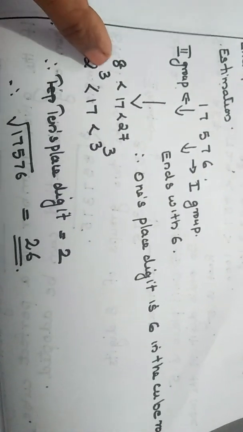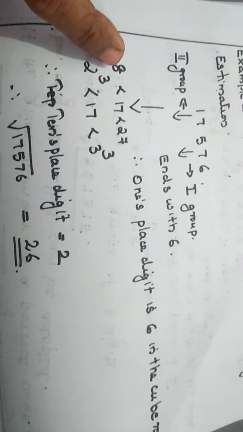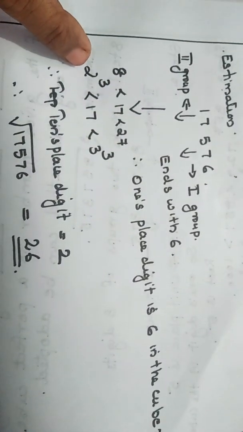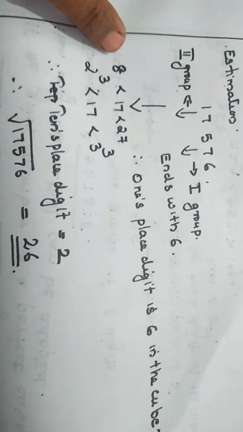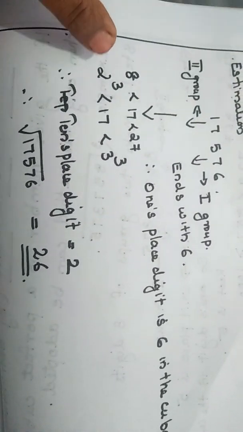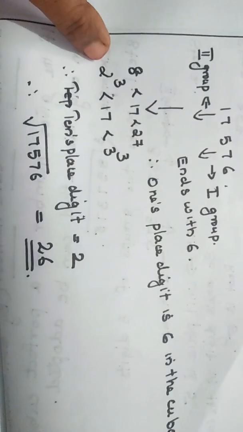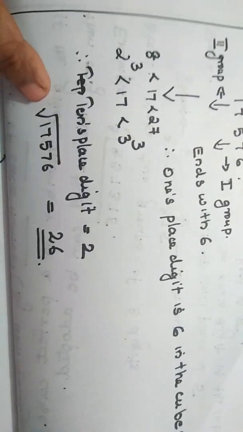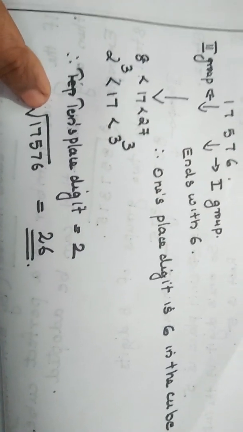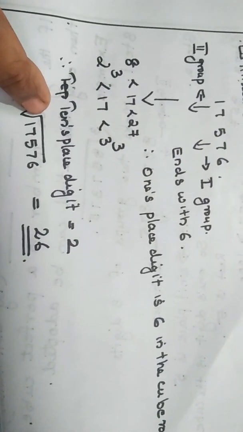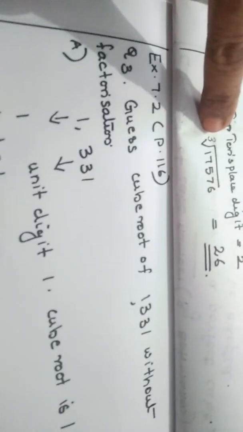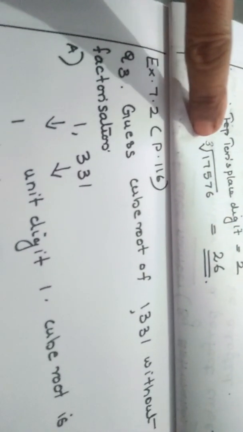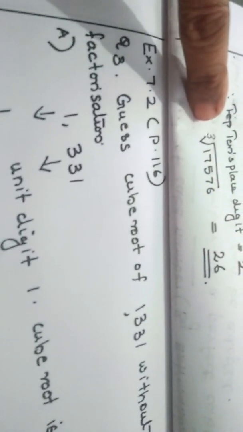So 17 is in between two cubes, 8 and 27. So we will consider the lowest cube 8. What is its cube root? 2. So this 2 will be the tens place digit. So the cube root of 17576 equals 26. Okay. So children, cube root of 17576 equals 26.